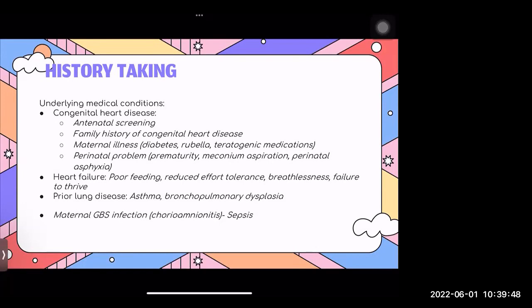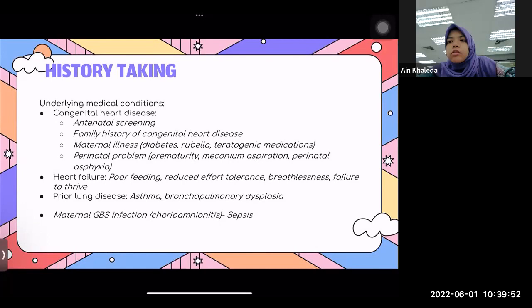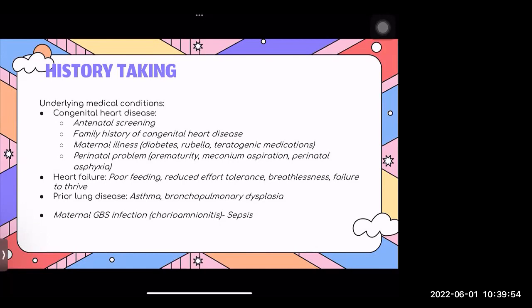Okay. So if previously the child took only 15 minutes to finish 2 ounces, and now takes 30 minutes to finish 2 ounces, that's prolonged feeding. Also the amount. With bottle feeding, you can easily see the amount of milk that is being taken. And then next slide.